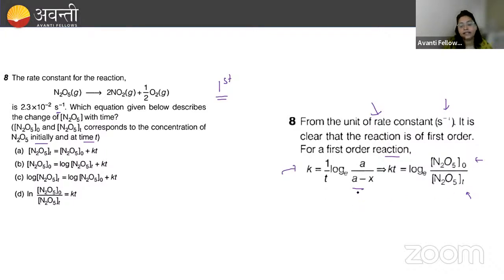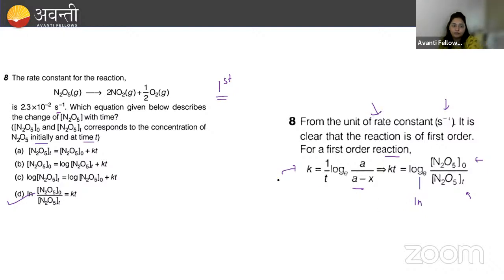N2O5 at time T. ठीक है, तो when you rearrange this equation ना, KT is equal to log e N2O5 initial divided by N2O5 at time T. When you rearrange this equation ना, what you are going to get is the answer D. ठीक है, मैंने क्या किया? सिर्फ ln लिख लिया है, N2O5 divided by N2O5. यहाँ पे log e is nothing but what? Natural log, that is ln. Right? So here option D is the correct answer.